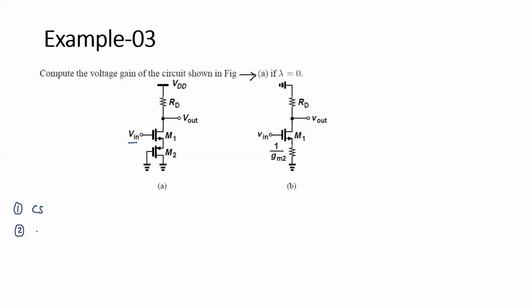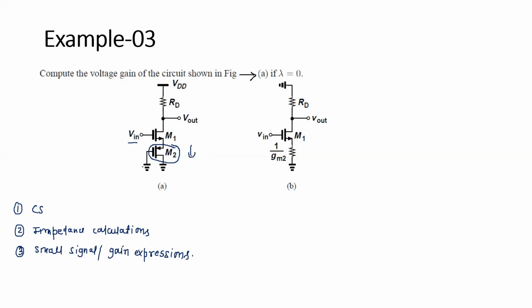So if you want to calculate the impedance, this M2, okay, impedance calculations. And the third thing is simply to apply the small signal gain expressions. For this M2, if we are looking from its source, here it was basically the bias voltage, which is now zero because we make it zero for AC analysis.